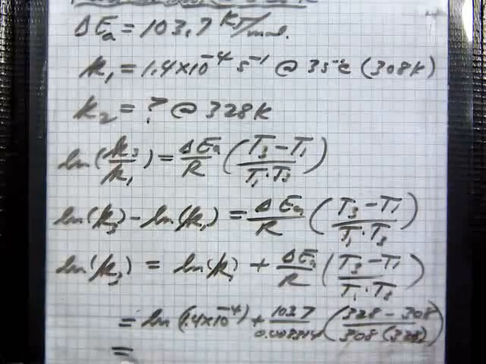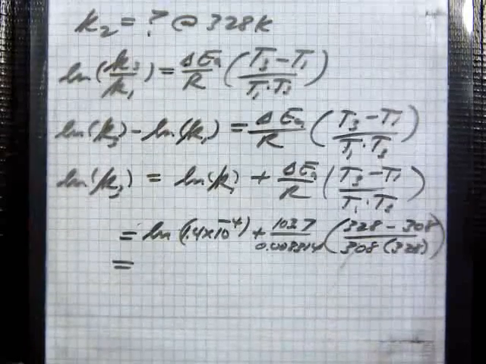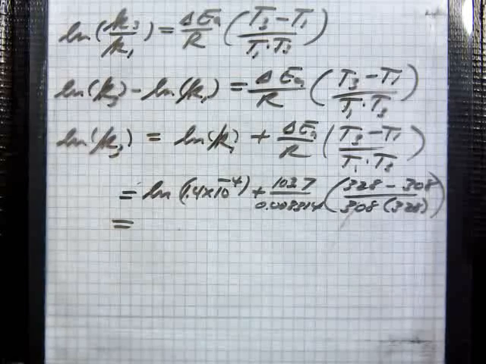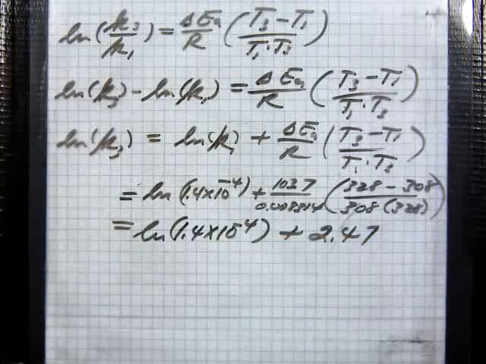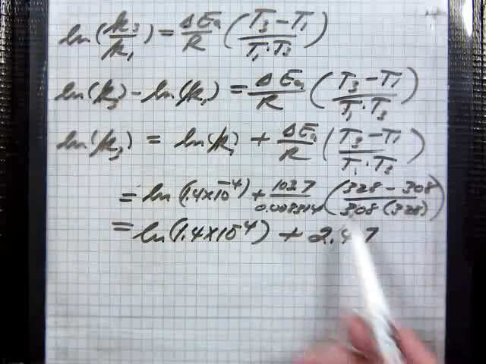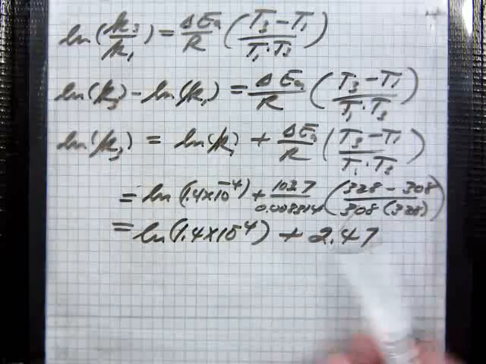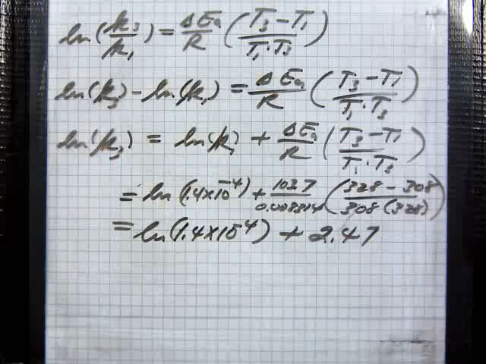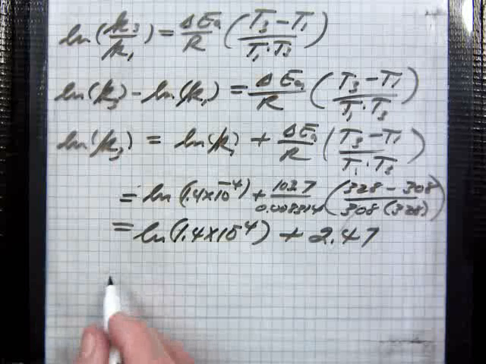Okay, so now that we've got all the numbers in there, we'll just move it up. See if we can punch it out a little bit. So the computation here, if y'all back me up on it, I get 2.47. Working that out saves you some time. Then we simply take the natural log of 1.4 times 10 to the minus 4, that's a minus 8.87.